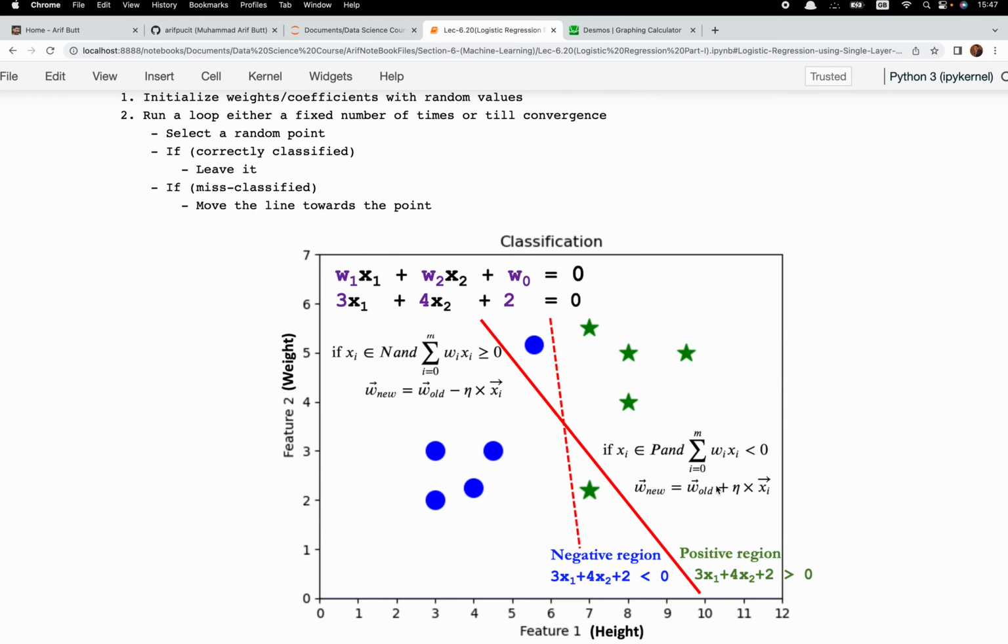Well, these two transformations will finally transform the solid red line to this dotted red line. And now all the points you see are correctly classified. All the blue points are on this side of this dotted red line. All the green stars are on this side of this dotted red line. I hope I have made the point clear. If not, do revise this part of the video, pause it for a while, think, and then move ahead.